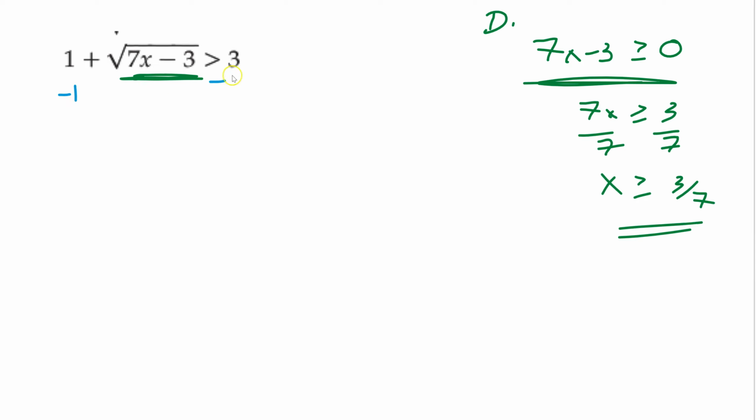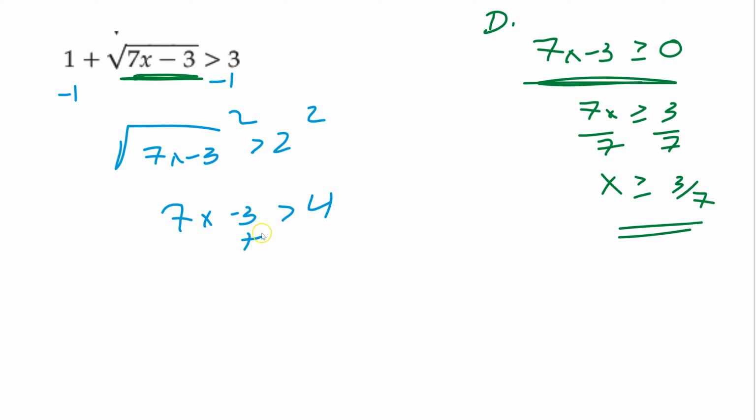Subtract 1 from both sides. The square root of 7x minus 3 is greater than 2. Square both sides. 7x minus 3 is greater than 4. Plus 3, plus 3. 7x is greater than 7. Divide by 7. x is greater than 1.